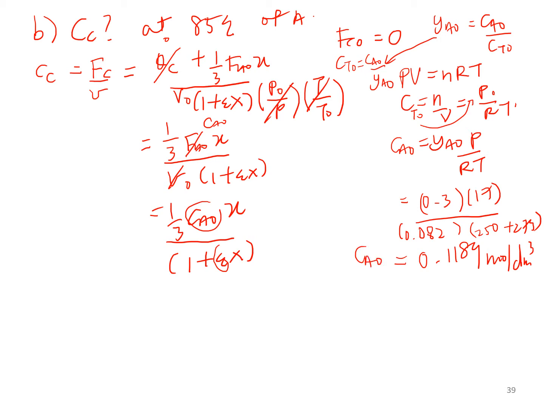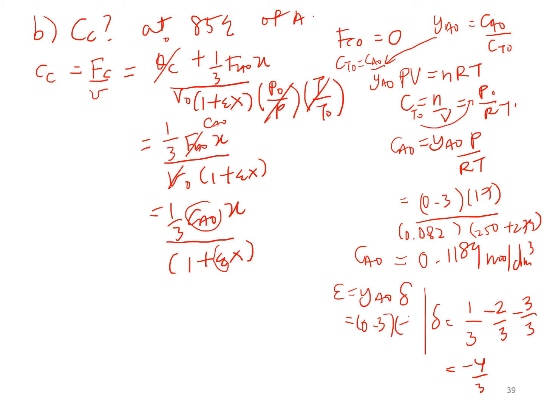Next, what you need to do is you need to get the value of epsilon. So remember, epsilon is equal to Yn0 times delta. Okay, so the delta is according to the stoichiometric equation, which is 1 over 3 minus 2 over 3 minus 3 over 3. Then the answer is minus 4 over 3. Okay, so just put in the value that you obtain for Yn0 and delta, which is 0.3, times minus 4 over 3. Okay, the value would be negative 0.4.